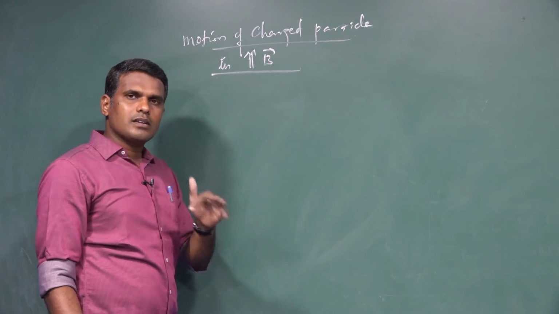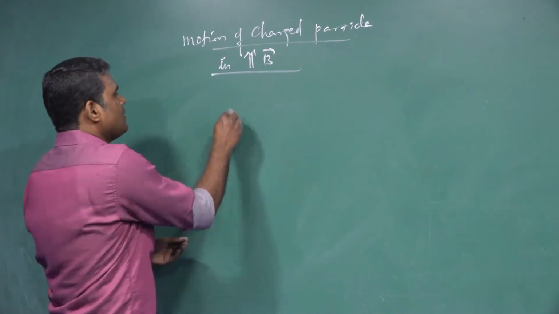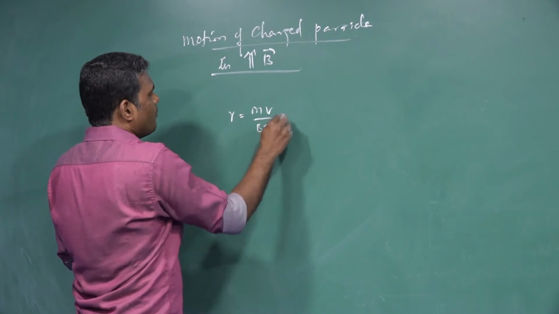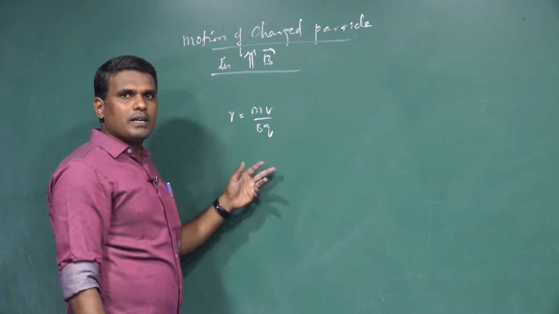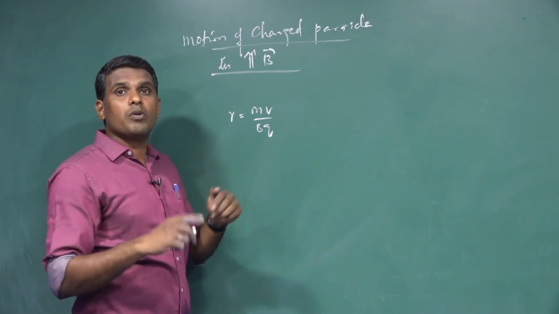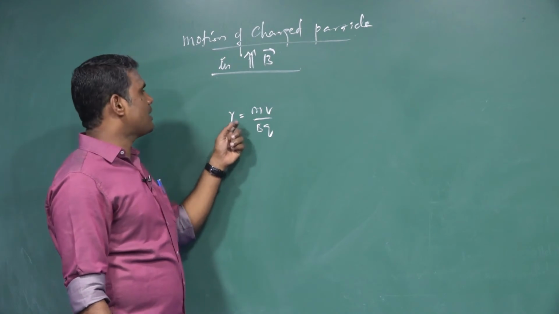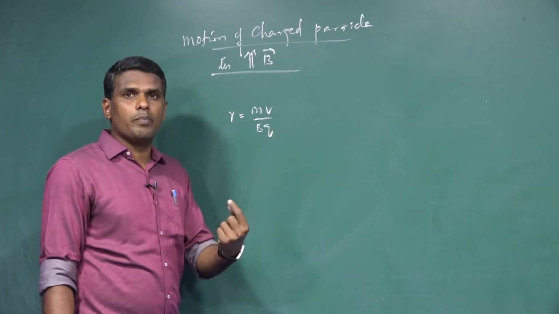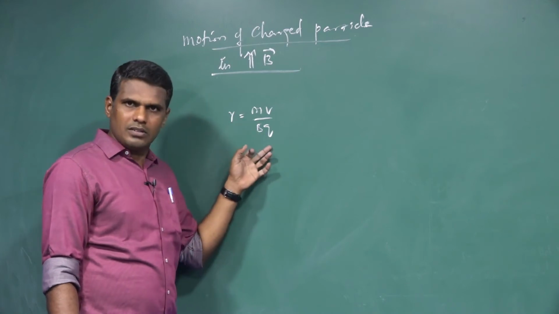If a charged particle describes a circular path, then it should possess a certain radius. And the radius of the charged particle is obtained as mv divided by bq. This is the expression for the radius of the charged particle. This has been obtained using the centripetal force. The magnetic Lorentz force provides the necessary centripetal force for the charged particle to describe a circular path, whose radius is obtained as r equals mv divided by bq. This is one result.